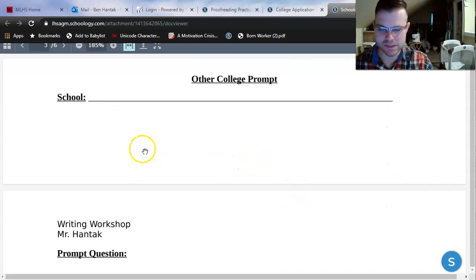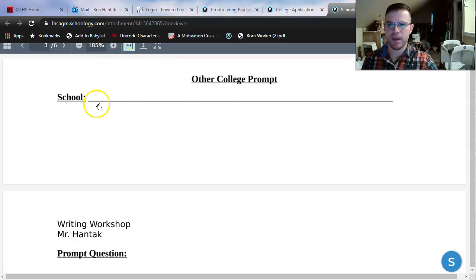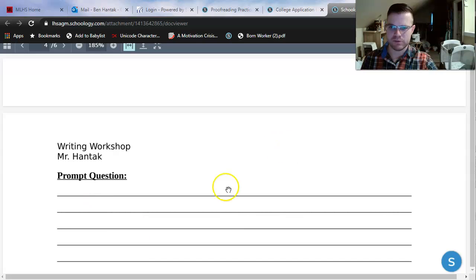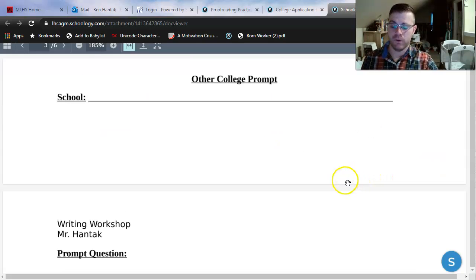Other college prompts. So once again, let's say you want to attend a different school. Maybe none of these other prompts interest you, or maybe you're applying for a school that doesn't use the common application. You are free to let me know of which other school you'd like to write for, along with their prompt question. If you're only applying to schools that are no essay, like the Concordia system, please make sure that you do one of the common application essay prompts for this project.